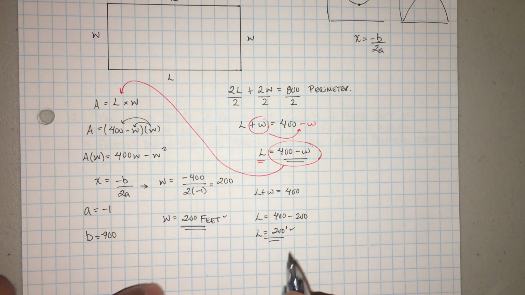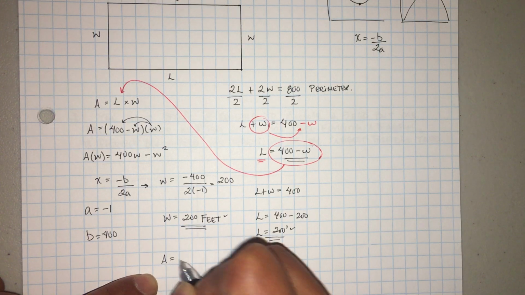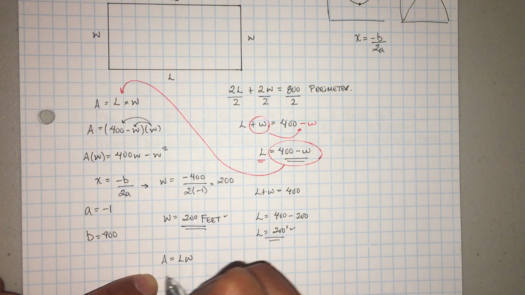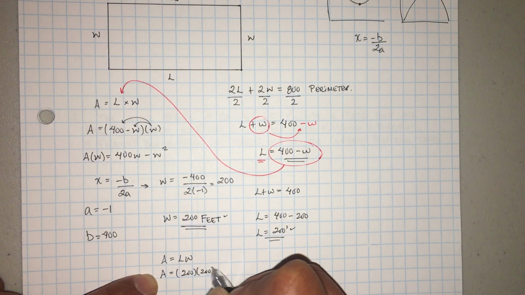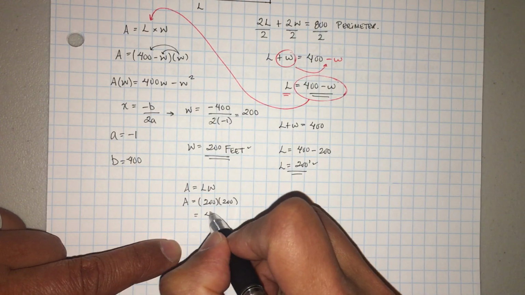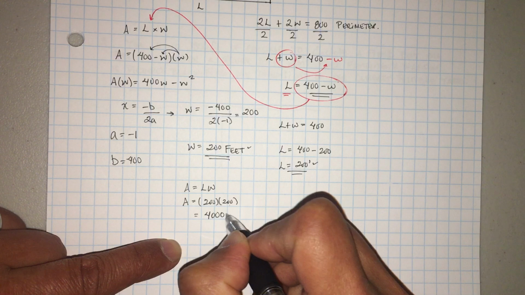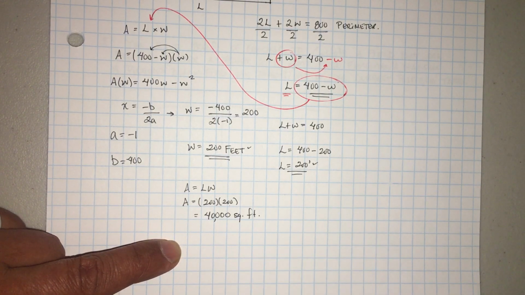Okay. Now, what about the largest area? Ahora la área. La área me va a dar largo por lo ancho. The area is going to be length times width. So 200 times 200. And that's going to give me, sorry guys, 4 and then 4 zeros. So 40,000 square feet. Okay.